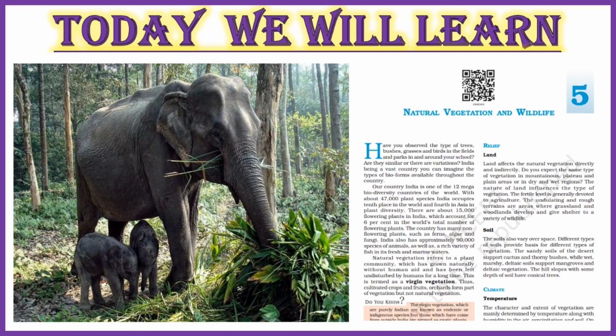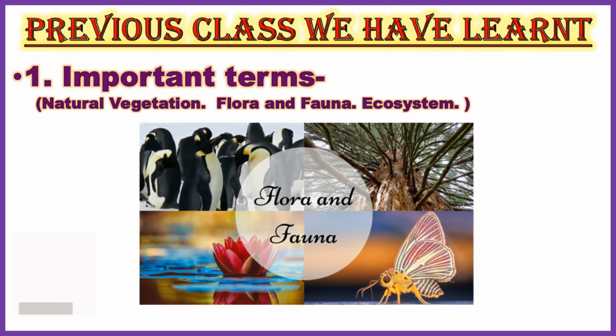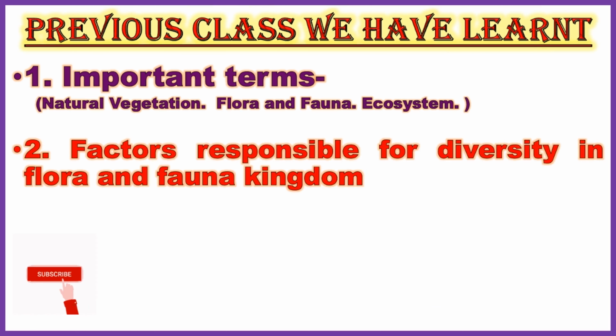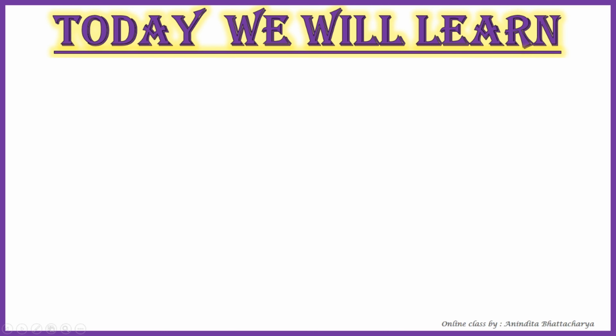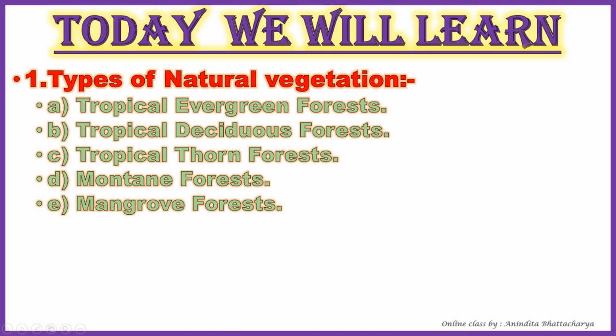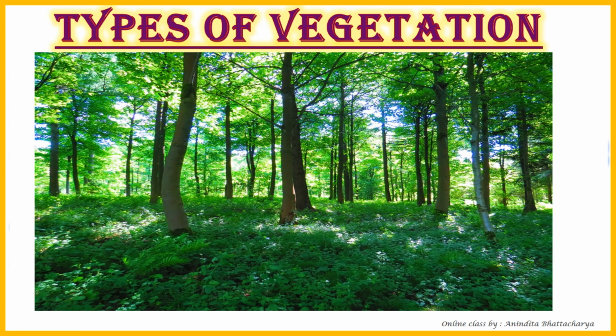We are doing Chapter 5, Natural Vegetation and Wildlife. In the previous video we discussed some important terms and the factors responsible for diversity in flora and fauna. Also we discussed the importance of forest. In today's session we will discuss the different types of natural vegetation, wildlife, and measures taken by the government to protect flora and fauna. Let's start our first topic, and that is types of vegetation.